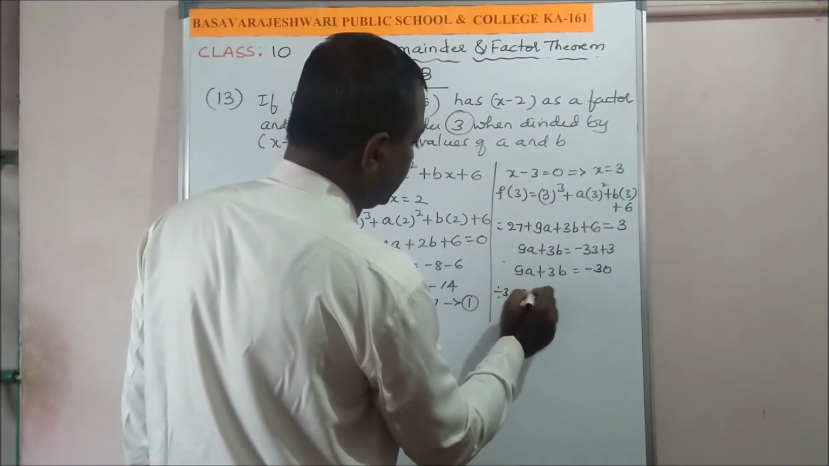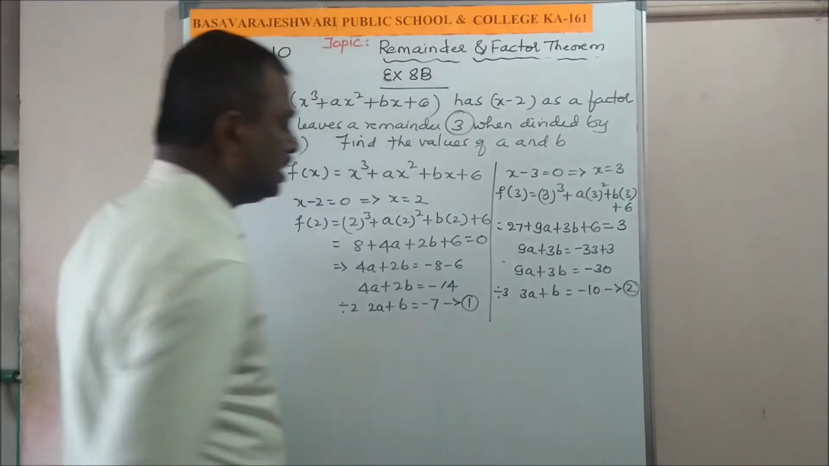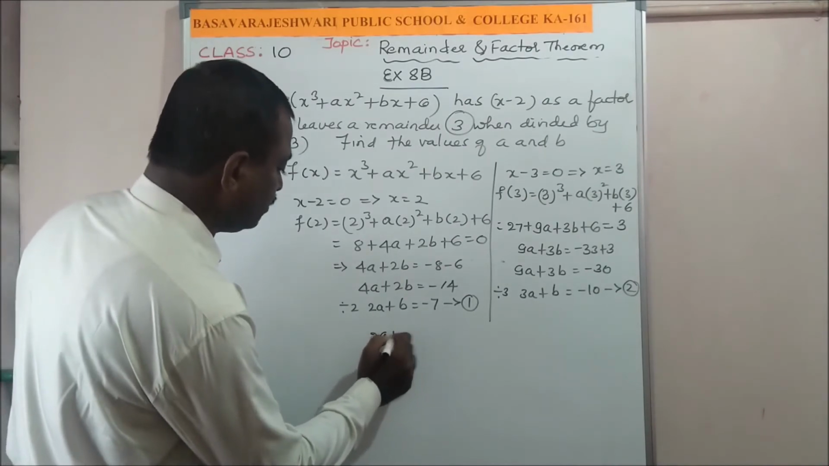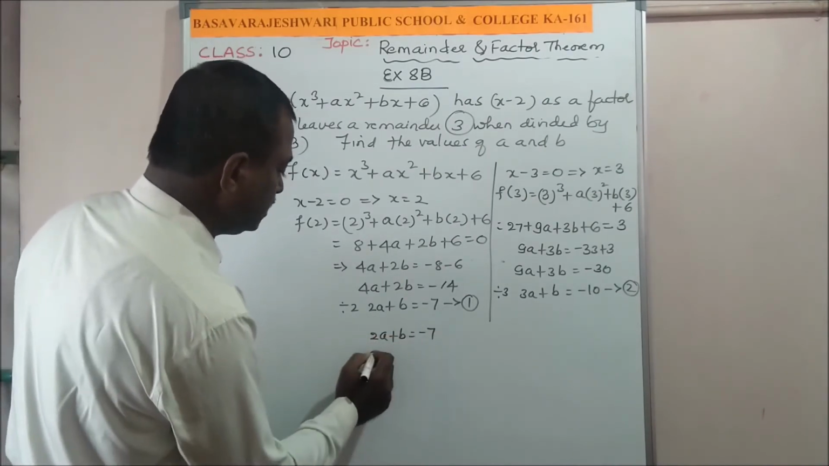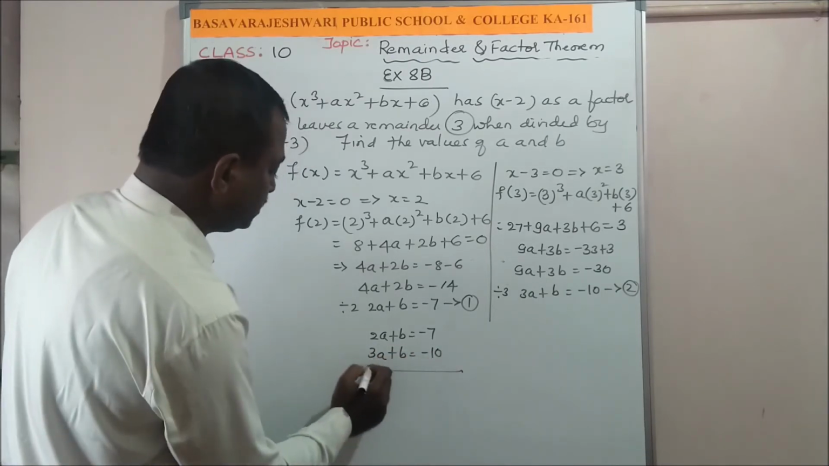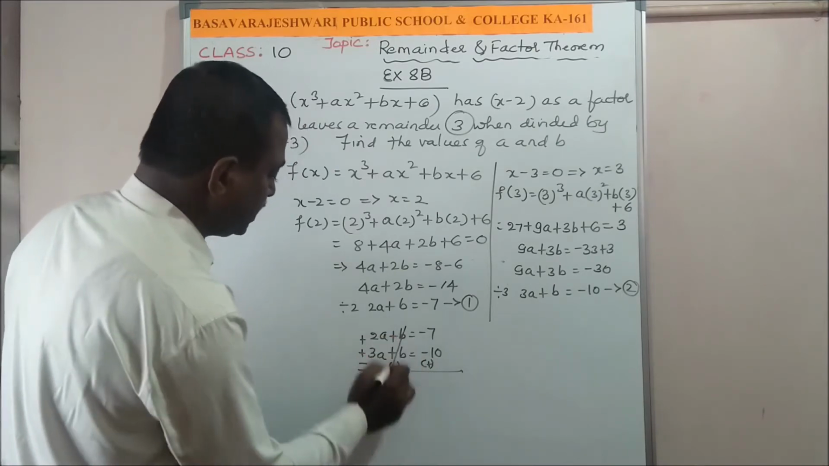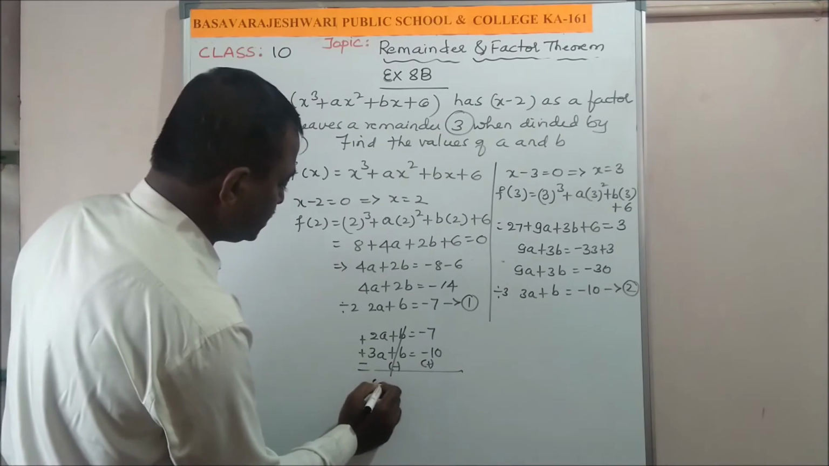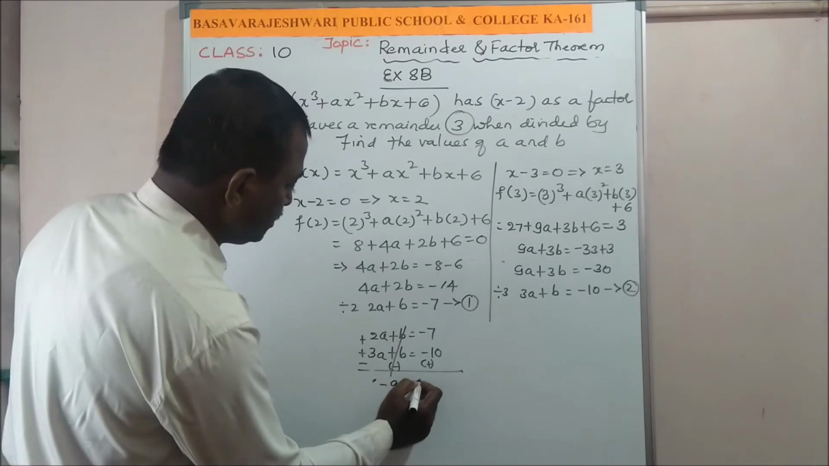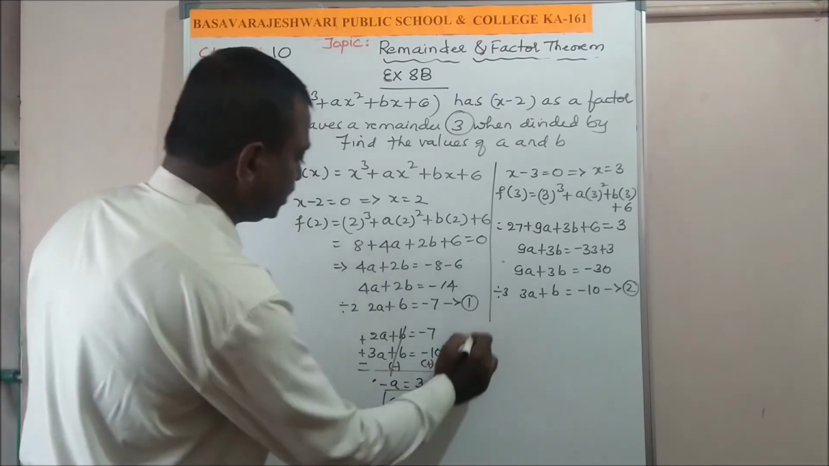Divided out by 3. 3a plus b is equal to minus 10. Equation number 2. So we got equation 1 and equation 2. So solve for equation 1 and 2. 2a plus b is equal to minus 7, 3a plus b is equal to minus 10. Subtract. b cancels. So this is minus a is equal to minus 10 plus 7, which is minus 3, or a is equal to 3.